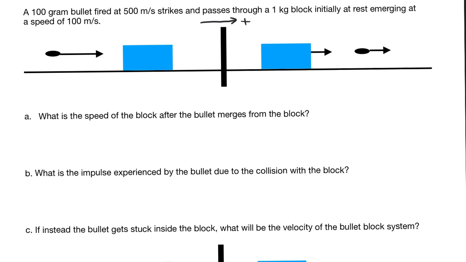Maybe start there. Be consistent. I see that the bullet has momentum, but the block isn't moving before the collision. And then the bullet has momentum and the block has momentum after the collision. You guys good for that?